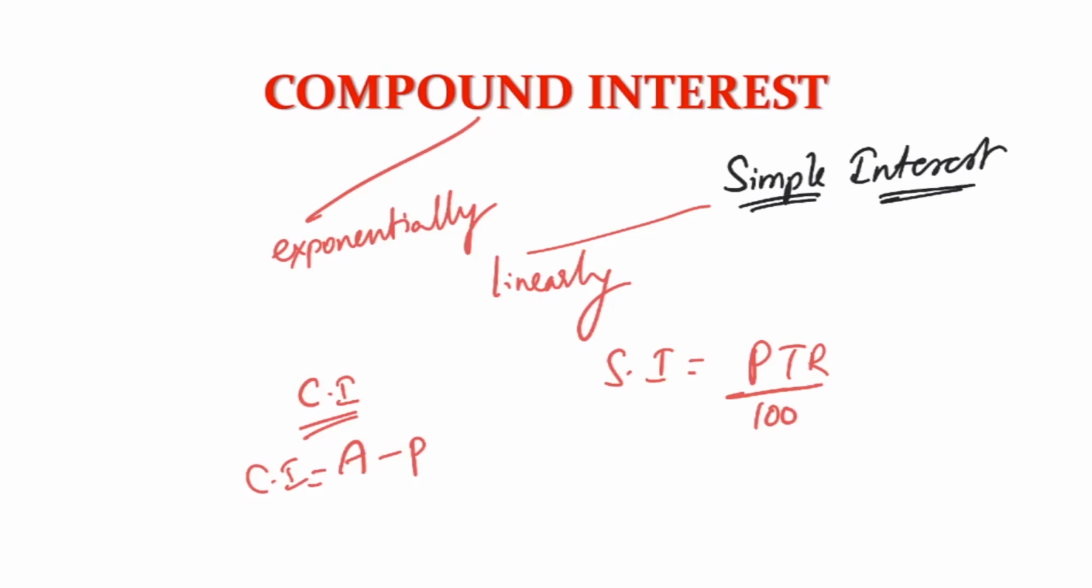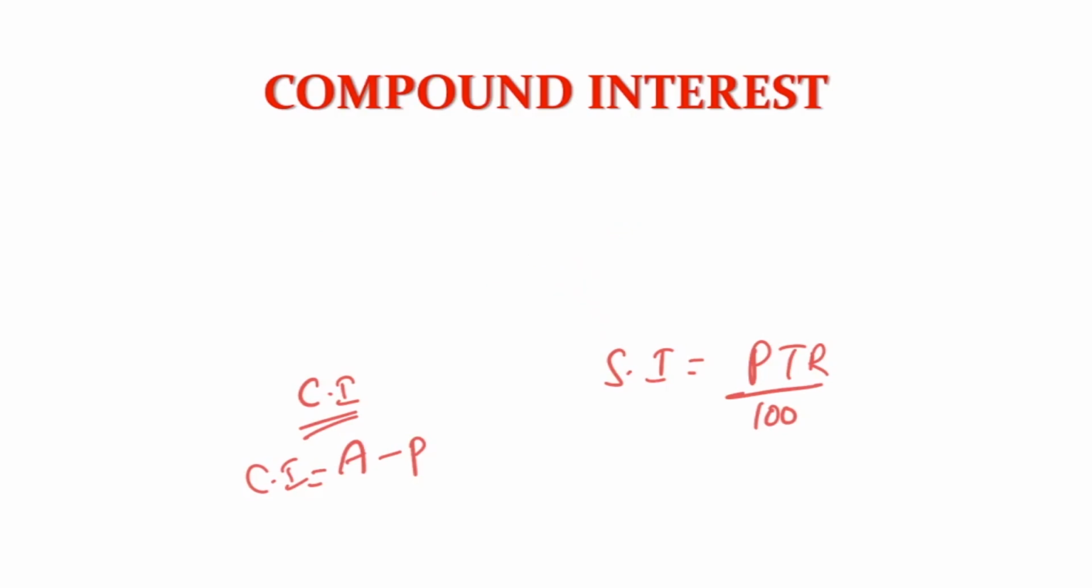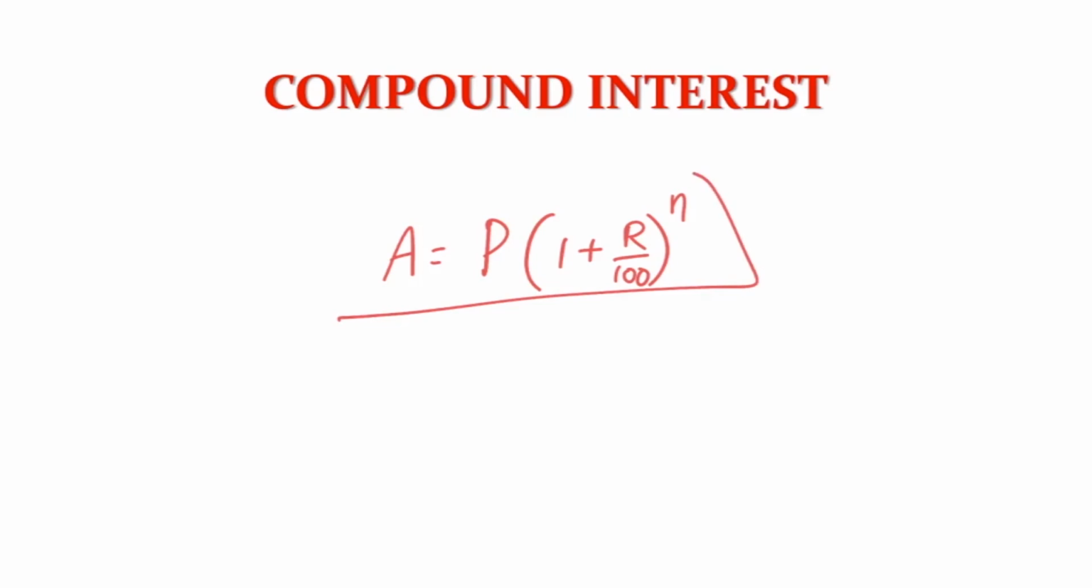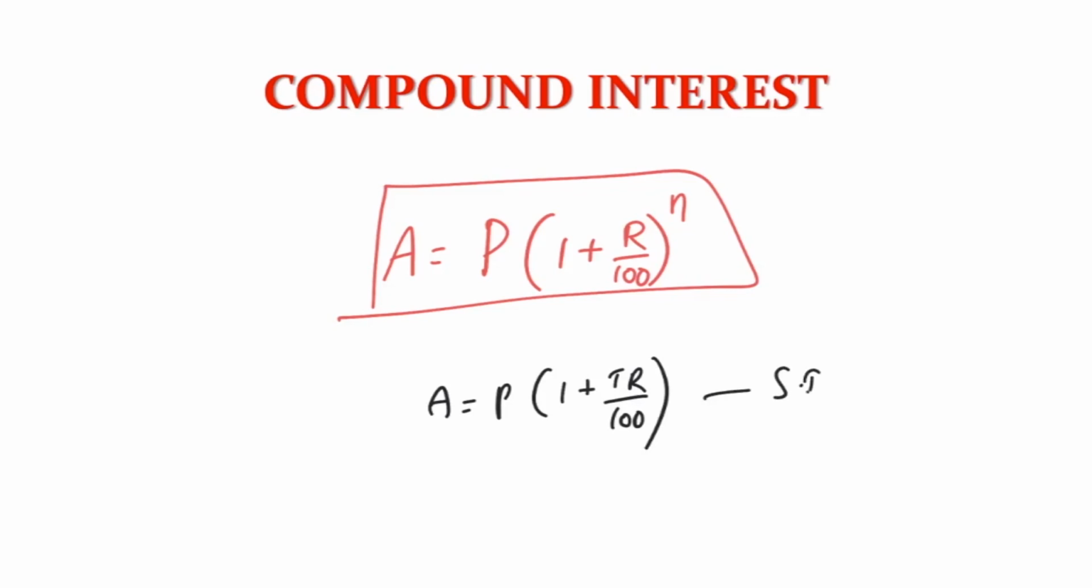See, if you borrow P rupees, P what we call the sum, at R% rate of interest for n number of years, then the amount is P into 1 plus R by 100 whole power n. Whereas in simple interest, the amount is P into 1 plus TR by 100. This is in the simple interest concept. This is in the compound interest concept.